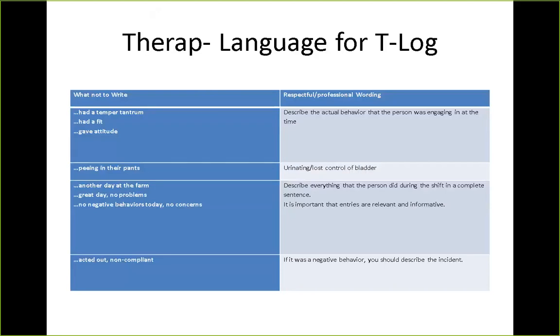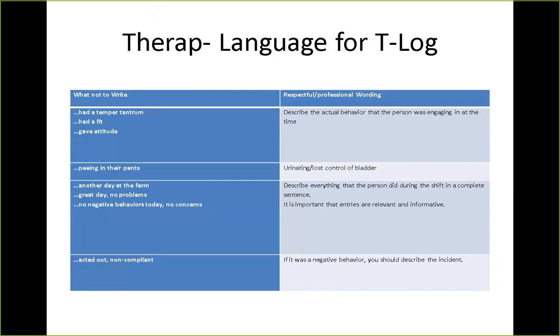THERAP language for TLOG. What not to write: had a temper tantrum, had a fit, gave attitude. Respectful, professional wording: describe the actual behavior that the person was engaging in at the time. What not to write: peeing in their pants. Respectful professional wording: urinating, lost control of bladder.